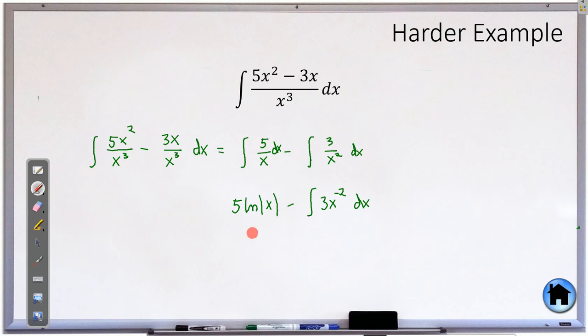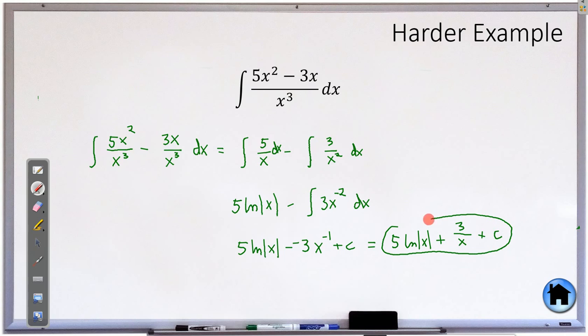All right, let's finish that one up. So we have 5 natural log of the absolute value of x minus, so let's see, the x to the negative 2 becomes x to the negative 1. The 3 is still there, but now we have to divide by that negative 1, so that will become another negative there. And when we simplify all of this together, that will become 5 natural log of the absolute value of x. That does not change. The two negatives become positive. And let's put that in the bottom because there's a negative exponent. So 3 over x plus c.